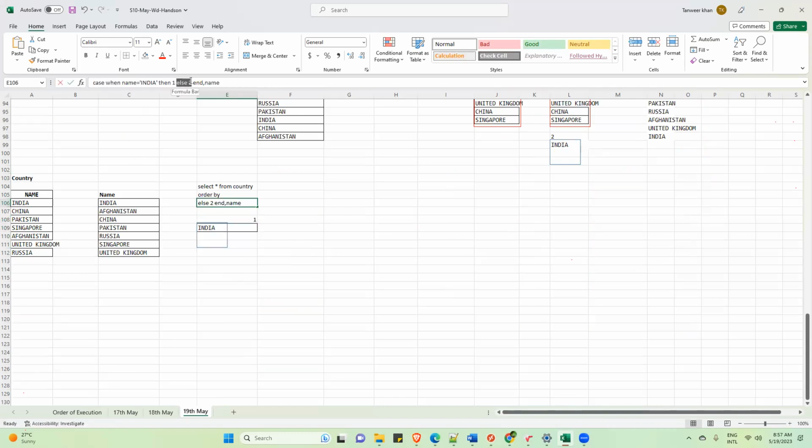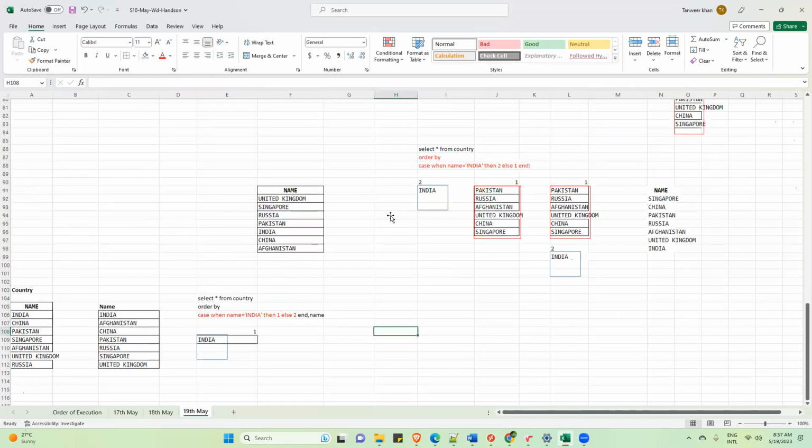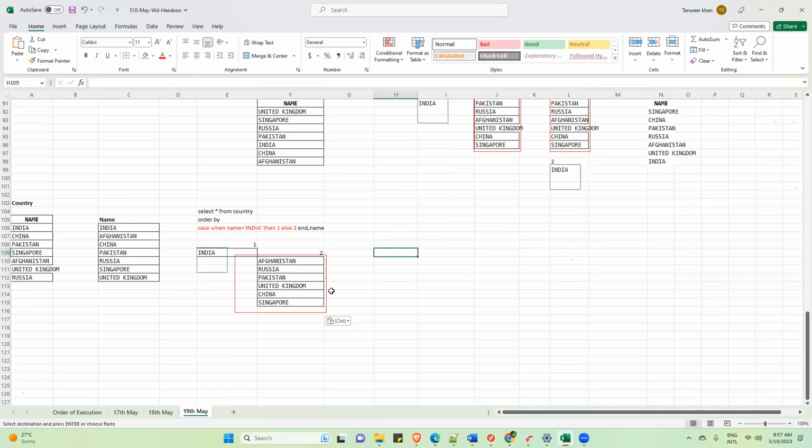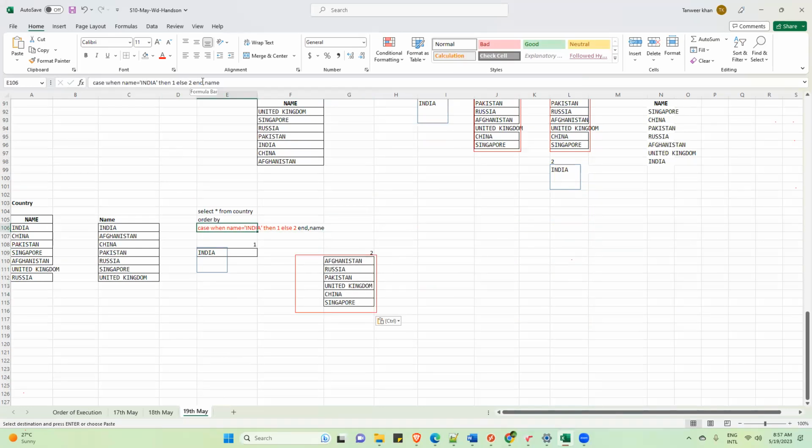ELSE 2 means remaining countries in bucket number 2. So I'm copying from here: remaining countries in bucket number 2. Okay. So far clear? And then this is END, it means we have to end. After END, I have given ascending or descending, anything? No. So it will sort in which order? Ascending order. Ascending order, right? Okay. Data or bucket? Buckets.